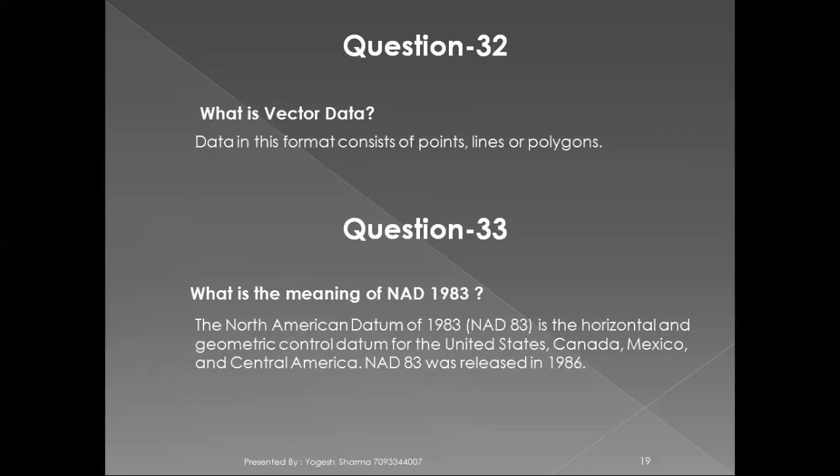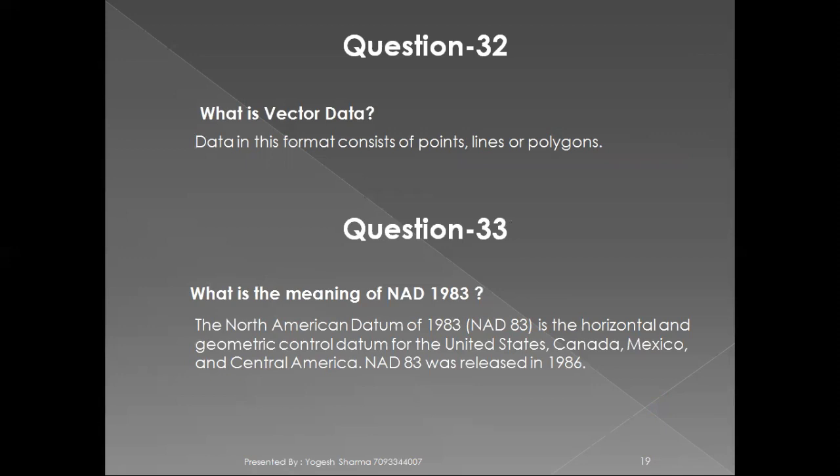What is vector data? Vector data is data in a format consisting of only points, lines, and polygons. Like you have already seen in Google Maps, we get two views: one is the map view, the other is the satellite view. Basically, the map view is an example of vector data, and the satellite view is an example of raster data.